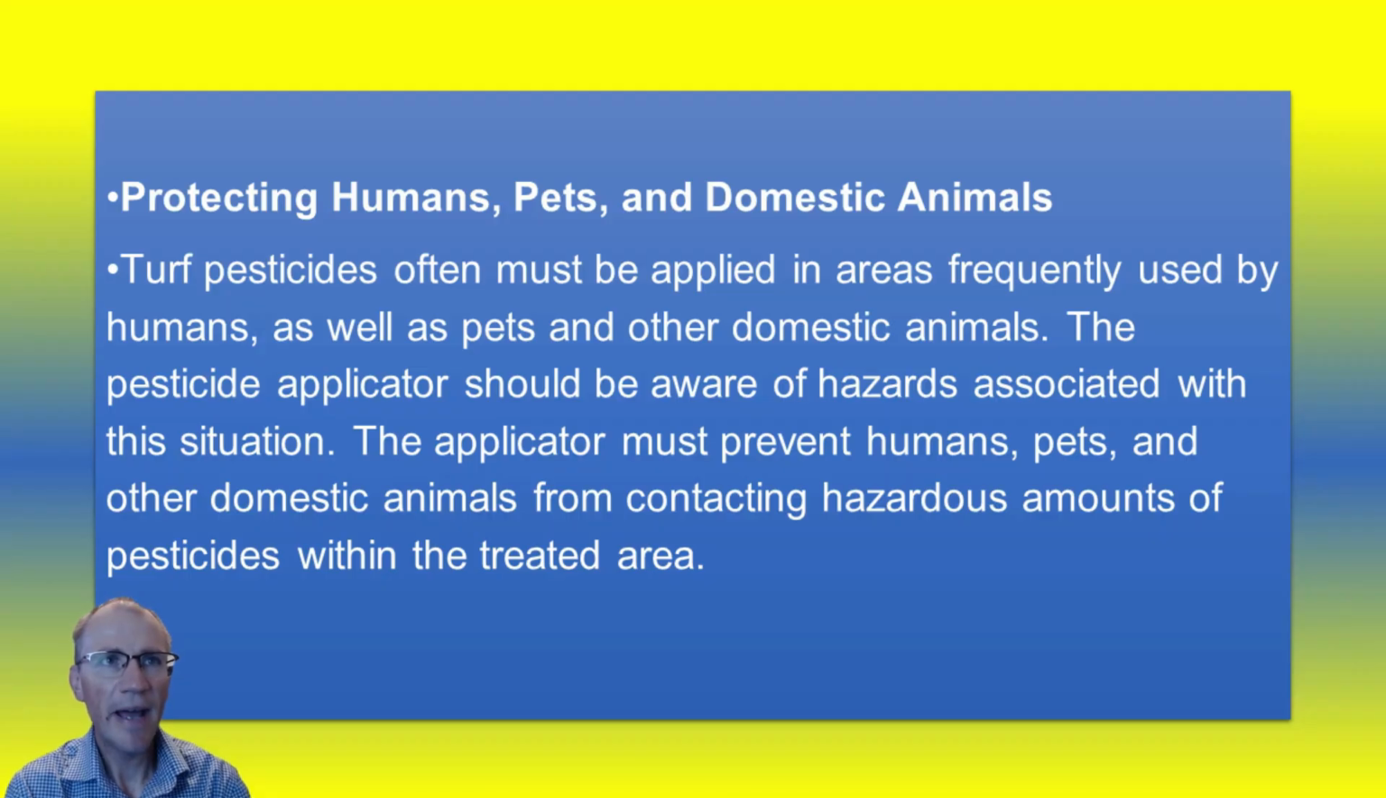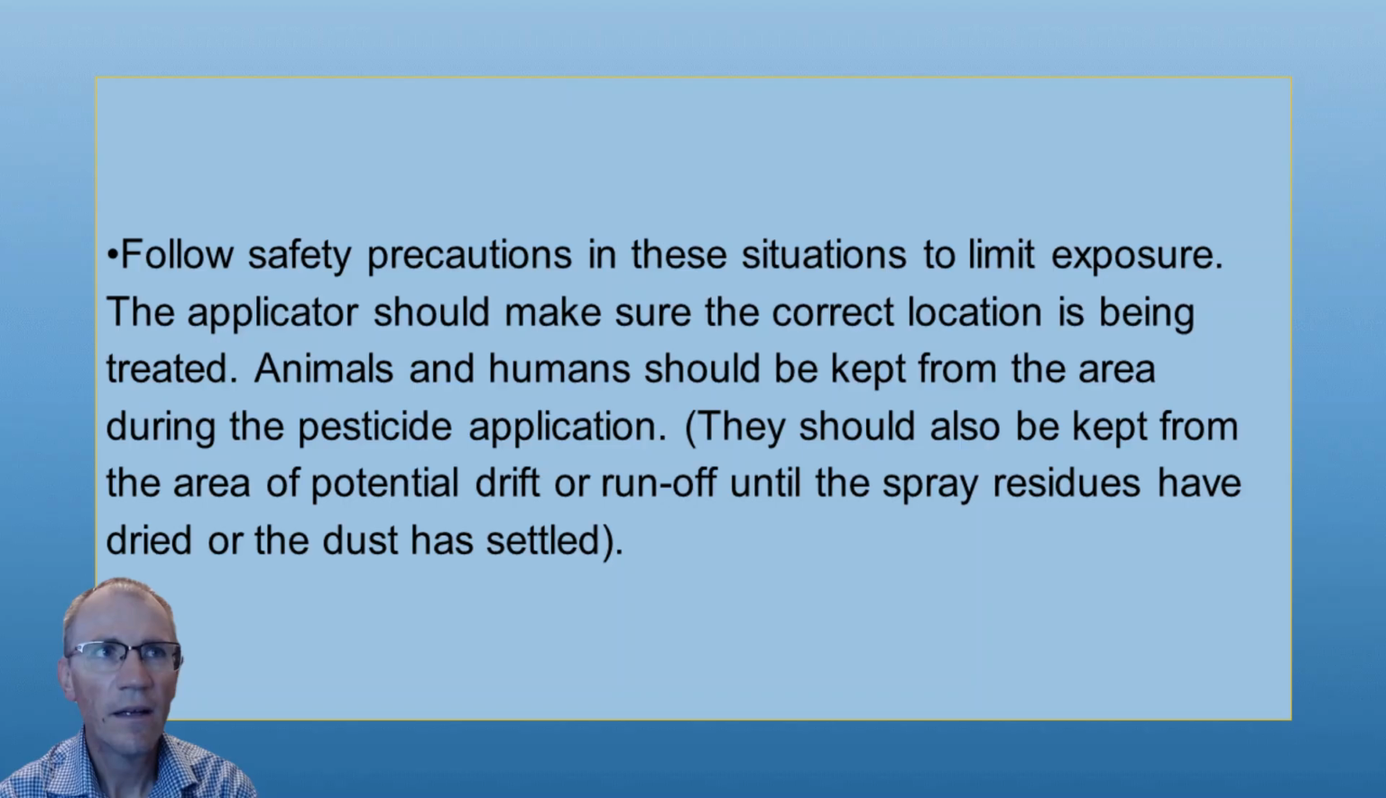Protecting humans, pets, and domestic animals. Turf pesticides often must be applied in areas frequently used by humans, as well as pets and other domestic animals. The pesticide applicator should be aware of hazards associated with this situation. The applicator must prevent humans, pets, and other domestic animals from contacting hazardous amounts of pesticides within the treated area. Follow safety precautions in these situations to limit exposure.